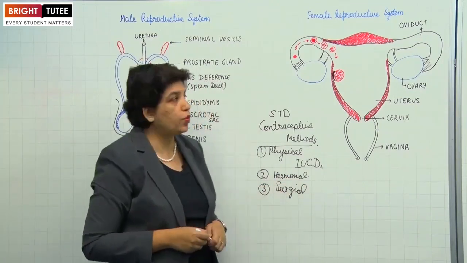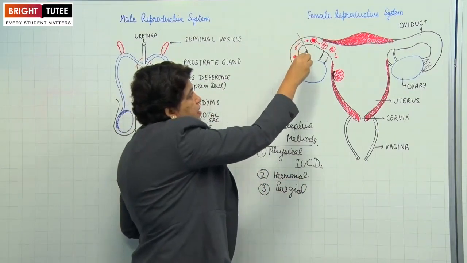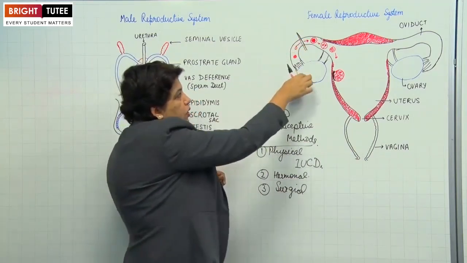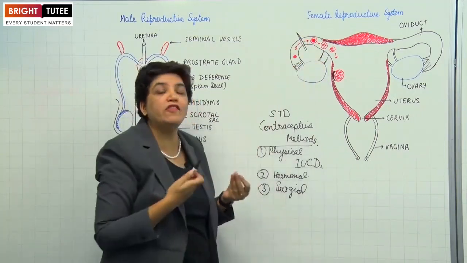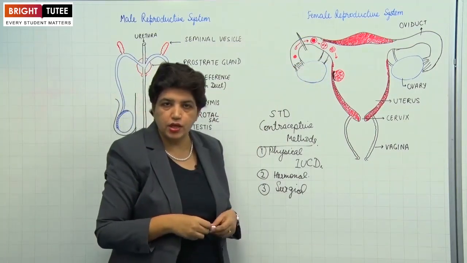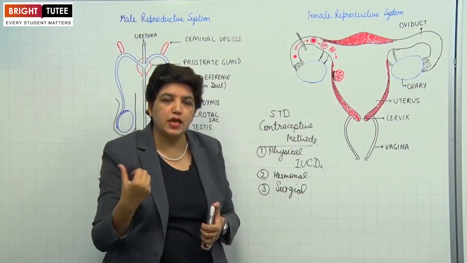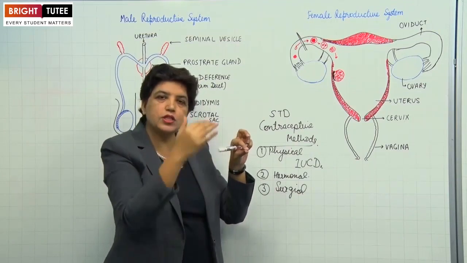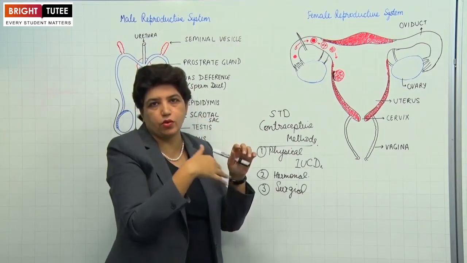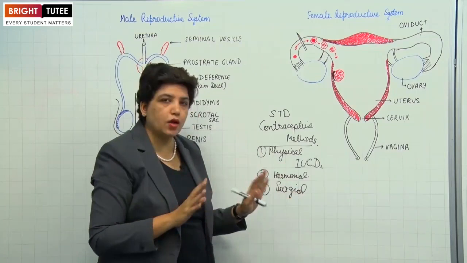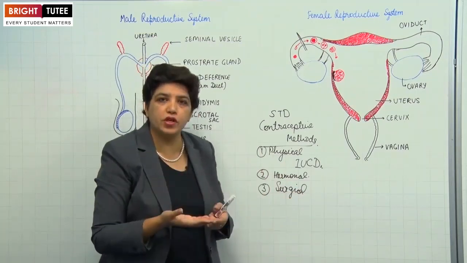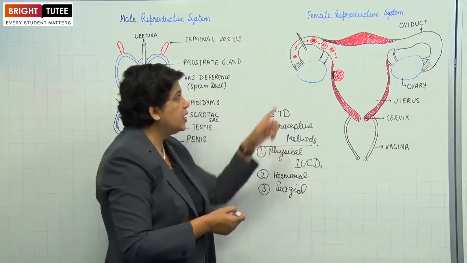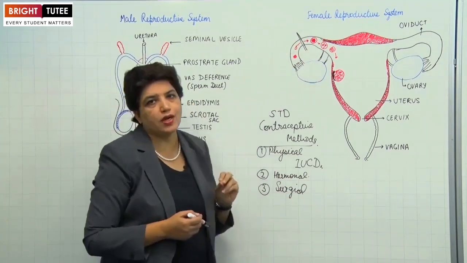In the surgical method, what happens? The fallopian tube is cut surgically and tied up, right? So although the egg will be released, it is not available for fertilization. This can also be done in males, in which the vas deferens is cut and the two ends are tied up, so the sperms are not released outside. The surgical methods are quite effective, and they can be reversed also. When the couple is ready to have a baby, this can be reversed by surgical methods.